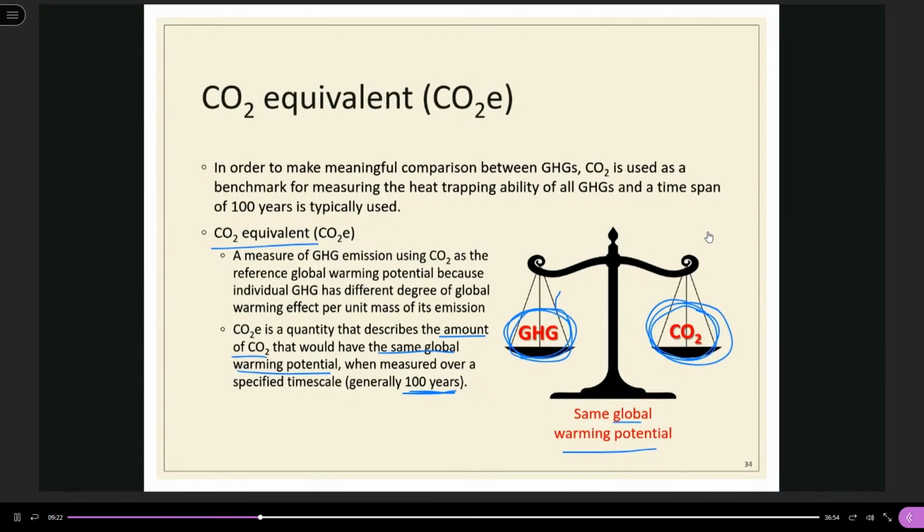We are using a time horizon of 100 years. If this greenhouse gas stays in the atmosphere for 100 years, to have the same global warming potential it is equivalent to this amount of carbon dioxide. So this amount of carbon dioxide is called the carbon dioxide equivalent.